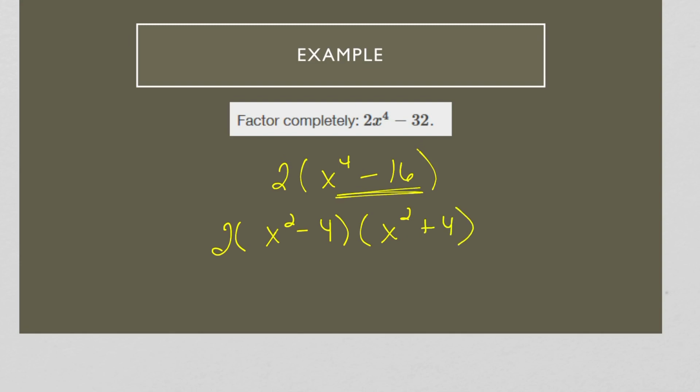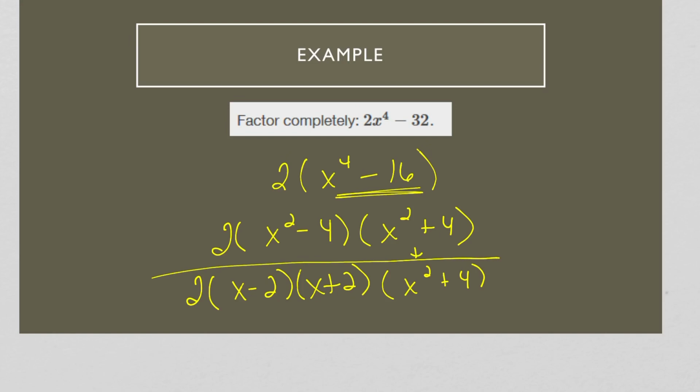Okay, now this is a sum of squares, so that's not factorable, but this actually is factorable again. So let's try that. So we've got, and then this becomes x minus 2, x plus 2, and this didn't factor, so I'm just rewriting it. Now it's fully factored. What a mess.